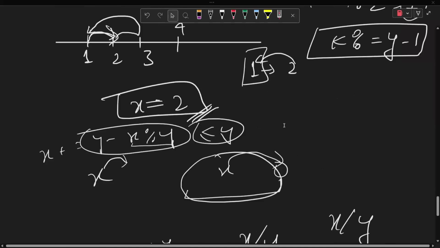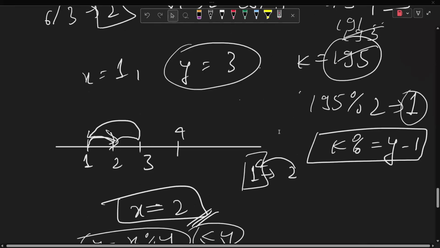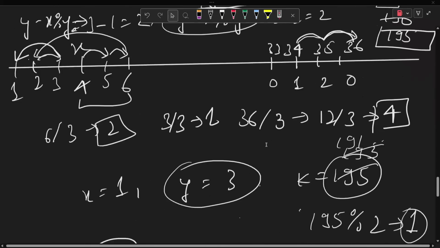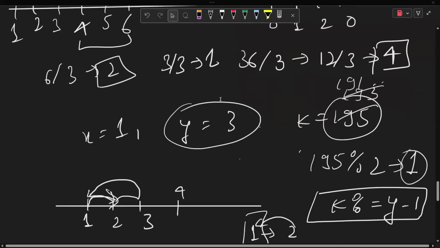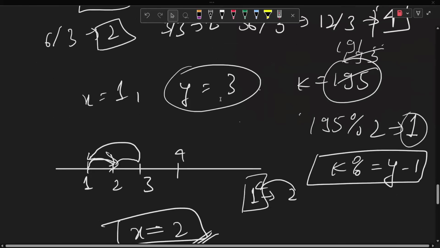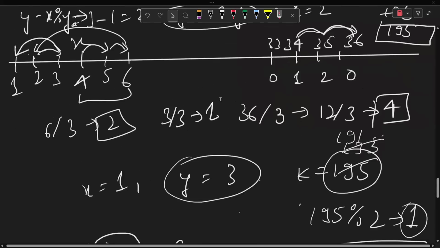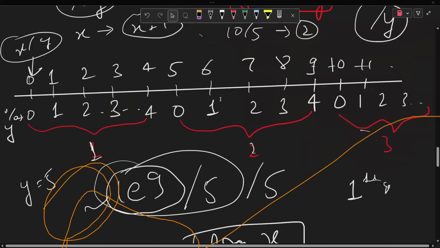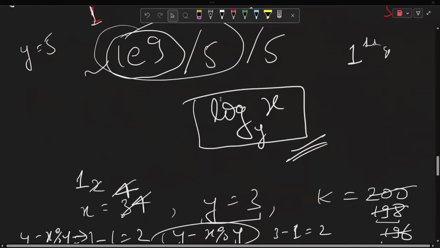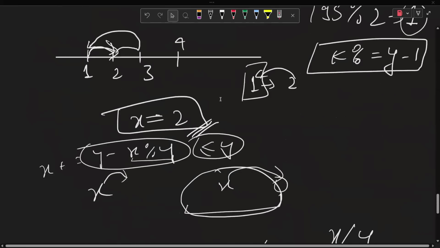Did you understand this grouping thing? I understand the grouping part. Where I'm stuck is, let's suppose we are in a particular group, and at each step we are dividing it by y, right? But you mentioned that in order to reach the first group, it will take log x base y. That part I didn't understand.